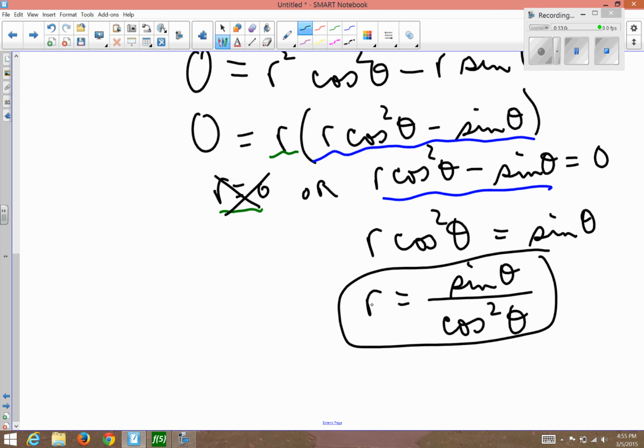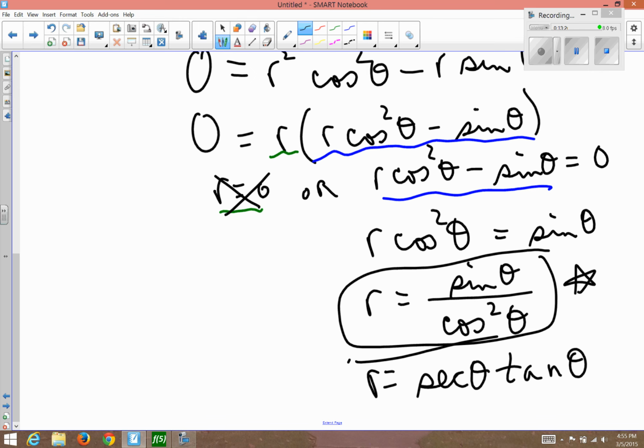So I'd like you to show me why the answer key, your handout has the answers, says r equals secant theta times tan theta. Because I'm telling you this is the answer. That's r equals a function of theta. Answer key says this. So am I right when I say this is the answer? Is the answer key correct when it says this is the answer? So that's to think about.